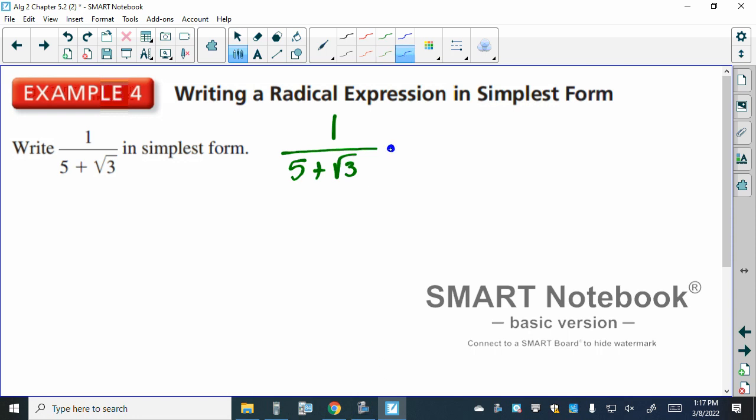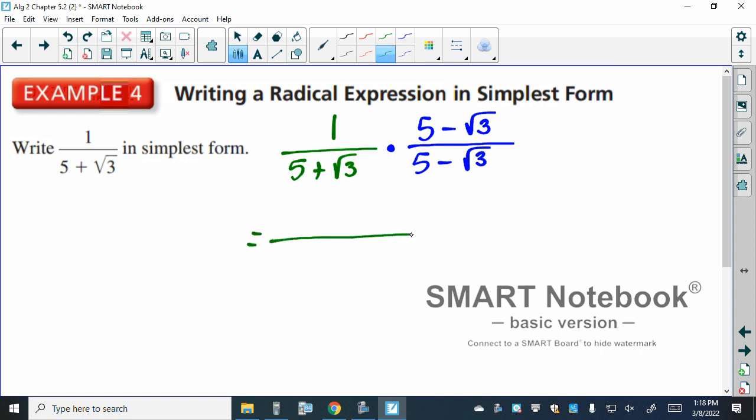Now, we've done something similar to what we're going to do for this here. If you remember back to our complex conjugates, using those to simplify i out of the denominator, we're going to do a similar thing for this here. We're going to multiply top and bottom of this fraction by the denominator, except we're going to change the sign in the middle. So we're going to use the 5 plus the square root of 3, multiply it on top and bottom, but change the sign in the middle from positive to negative.